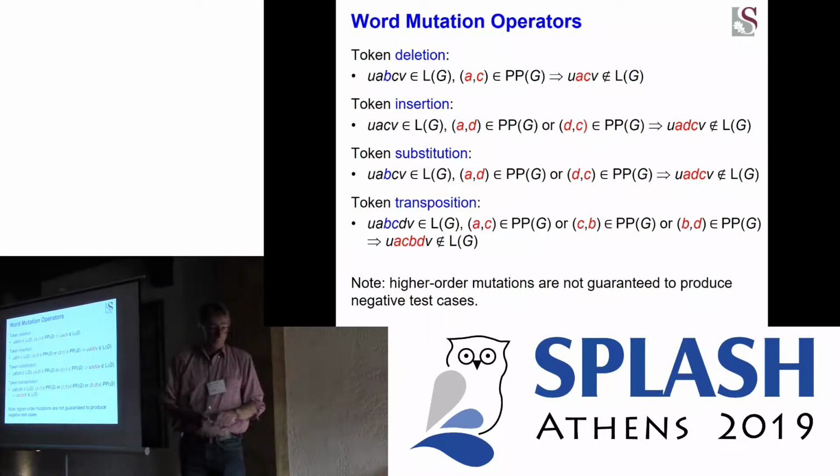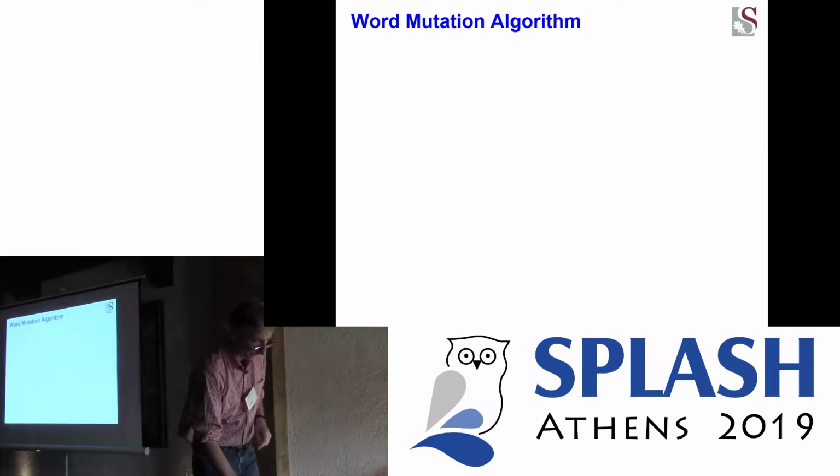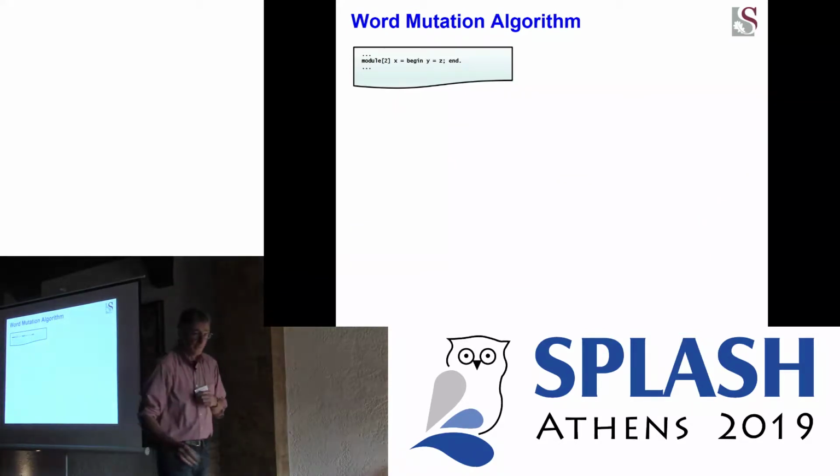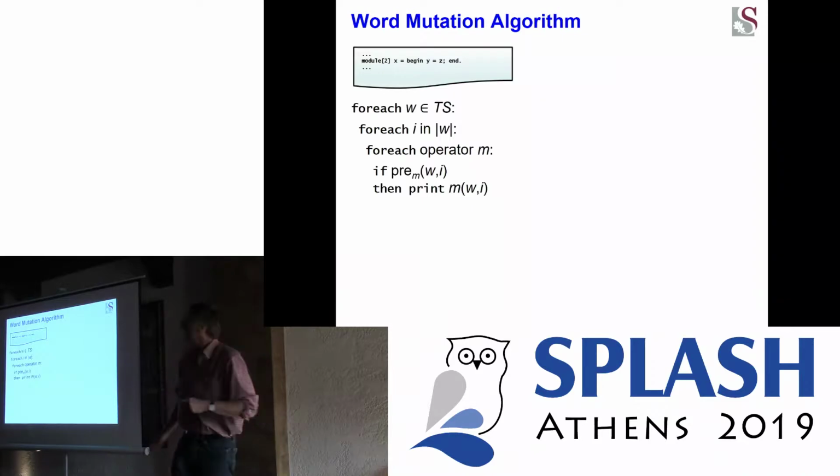Right. So how do we do this? The algorithm is really, really simple. We start off with a positive test case. Here's an example. And then we run over each word in our test suite.